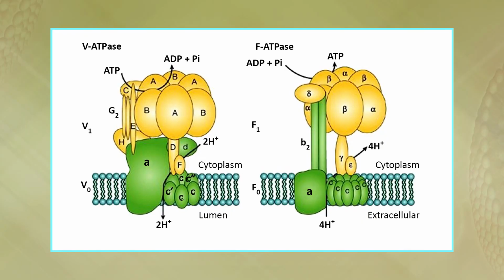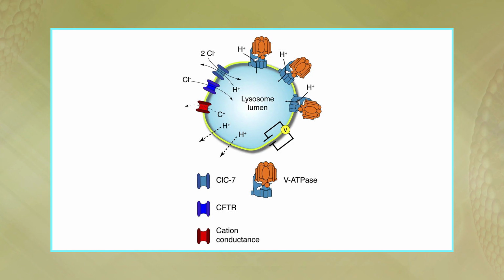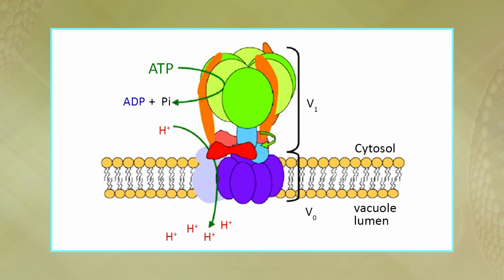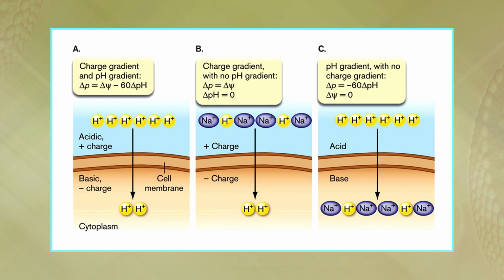V and F class ATPases, which transport protons exclusively, are large multi-subunit complexes with a proton conducting channel in the transmembrane domain and ATP binding sites in the cytosolic domain. V class H pumps in animal lysosomal and endosomal membranes and plant vacuole membranes are responsible for maintaining a lower pH inside the organelles than in the surrounding cytosol.